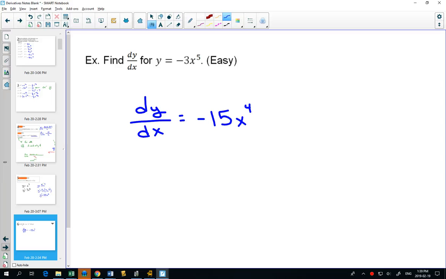Could you do this with the definition? Yes. How long would this take us using the definition? A while, because you would have to do x plus h and expand it to the exponent of 5. Not very much fun. Doable? Yes. Probably a 10-minute question, maybe. How long did it take us? 3 seconds, maybe less. Makes it really quick. So when we have our power rule, we can find the derivative really quick.